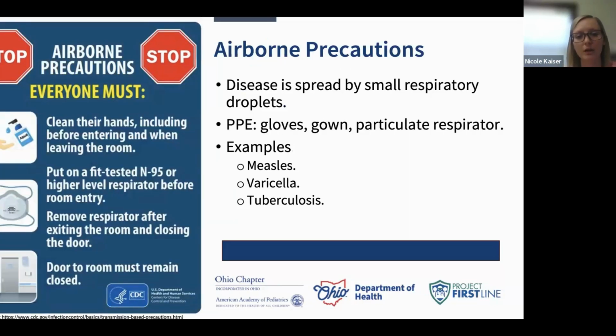Airborne precautions. So these are diseases that are spread by small respiratory droplets. These would include things like measles, varicella, and tuberculosis. So in this case, again, we should have been using airborne precautions. It might not have been clear initially that that's what we were dealing with, but once we knew that we were dealing with measles, we need to make sure that proper airborne precautions are occurring. So that includes having gloves, gown, and a respirator, such as an N95.